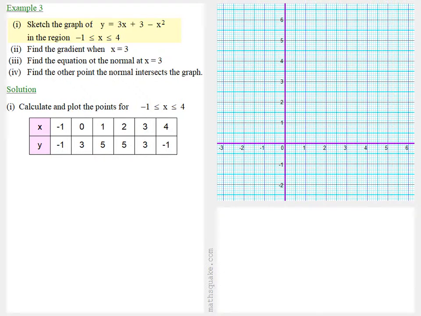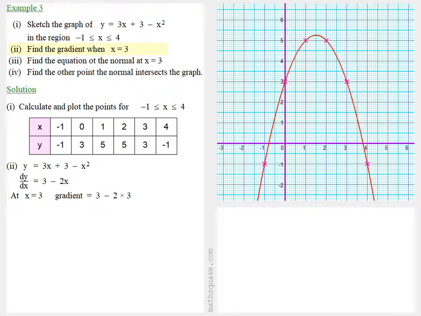We can plot those points on a grid and draw a smooth curve. Now in part 2 we're asked to find the gradient when x is equal to 3. Now we've got y equals 3x plus 3 minus x squared. So if we differentiate, we get dy by dx equals 3 minus 2x. So at x equals 3, the gradient is 3 minus 2 times 3, which is 3 minus 6, or minus 3. So the gradient is equal to minus 3.